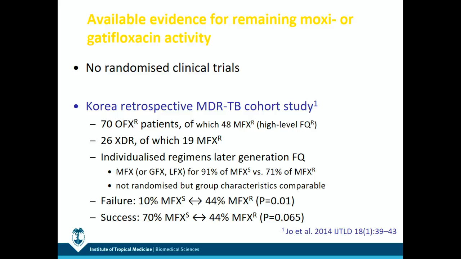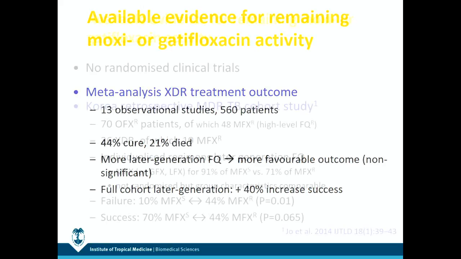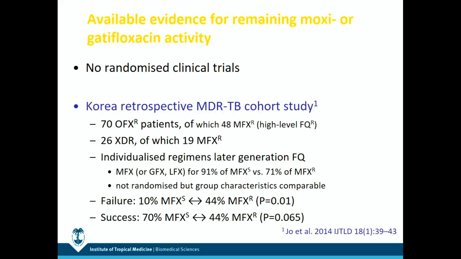If you look at the failures, 10% of the moxifloxacin susceptible patients failed, whereas 44% of the moxifloxacin resistant ones failed with this treatment with moxifloxacin. The success rate was, in a similar way, a significant difference between those that had moxifloxacin susceptible strains and moxifloxacin resistant strains. So there is clearly a difference in the success rate whether you have susceptible or resistant strains.